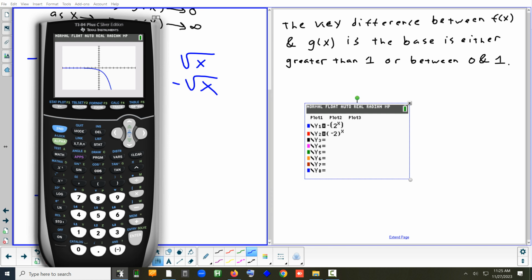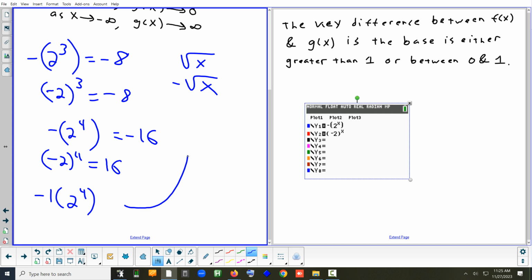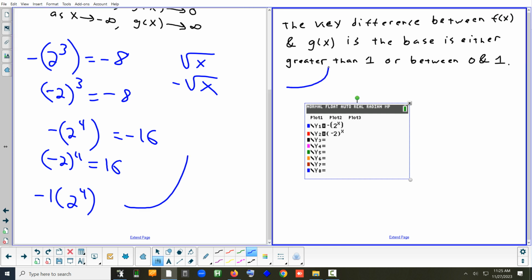So the key difference, whether a graph is going to curve up to the right like that, or curve down to the right, is whether the base is bigger than 1 or between 0 and 1. If it's bigger than 1, that's called exponential growth. If the base is between 0 and 1, that's decay. The closer the base gets to 0, the faster it will decay.